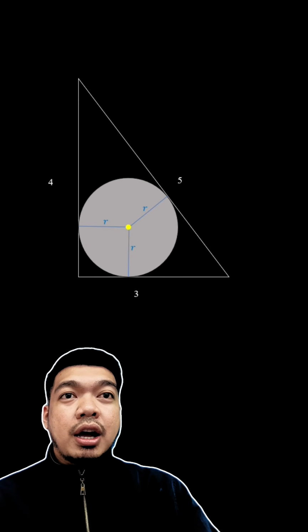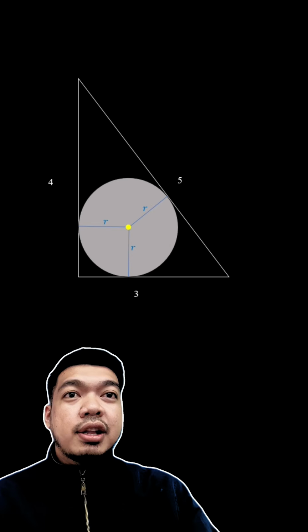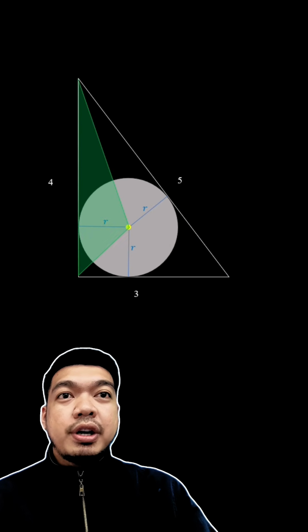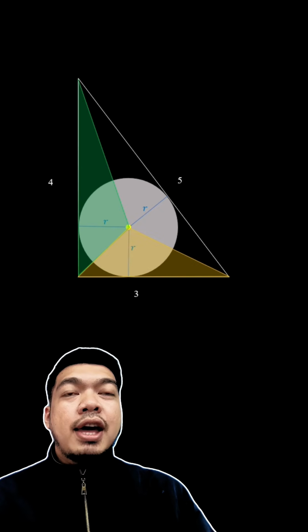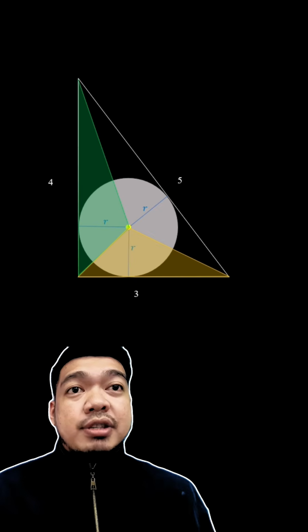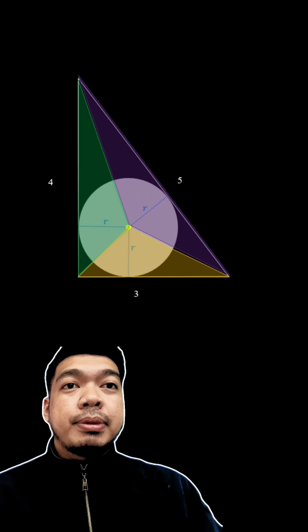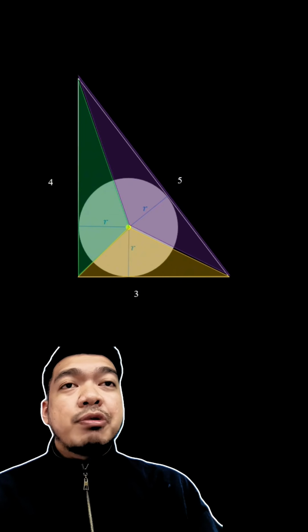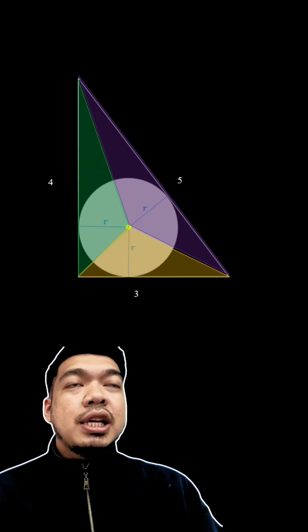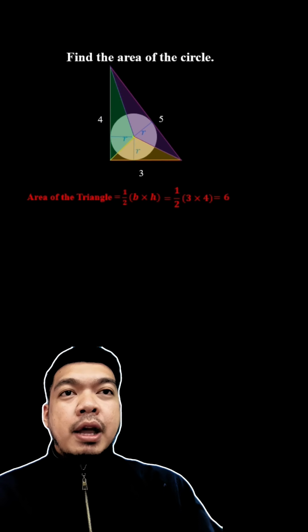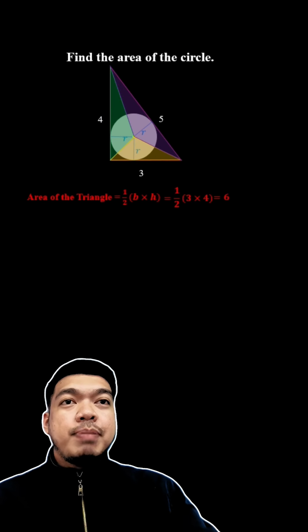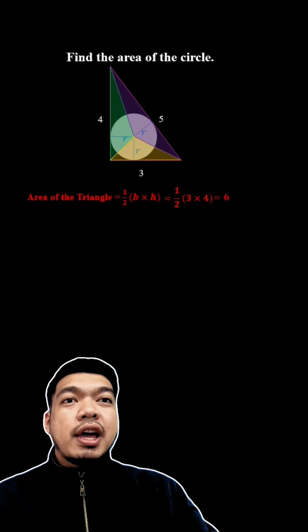In here, I'll have this first triangle. This first triangle has a base of 4 and a height of the radius r. This second triangle has a base of 3 and a height of radius r. And the last triangle has a base of 5 and a height of radius r. Okay, if you notice, if I add all the areas of these smaller triangles, it will be equal to the area of the big triangle.